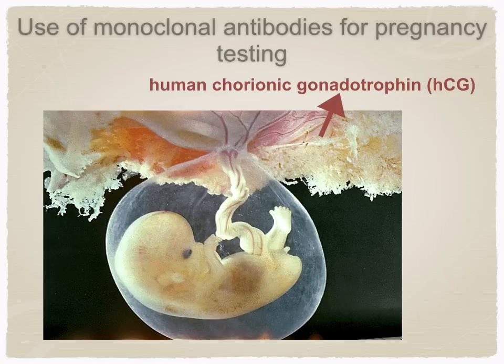Okay, let's have a look at how monoclonal antibodies are used for pregnancy testing. Pregnancy tests rely on the fact that the placenta produces a hormone called human chorionic gonadotrophin, HCG. And this is excreted in the mother's urine. So let's have a look at how the test works.